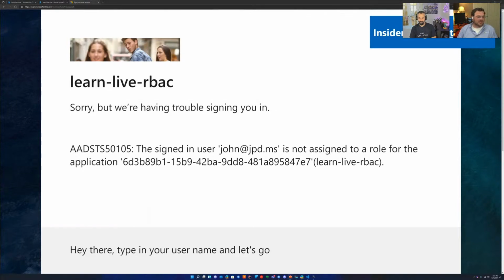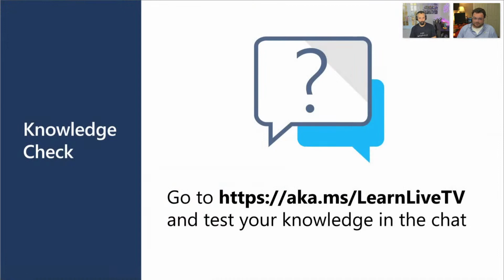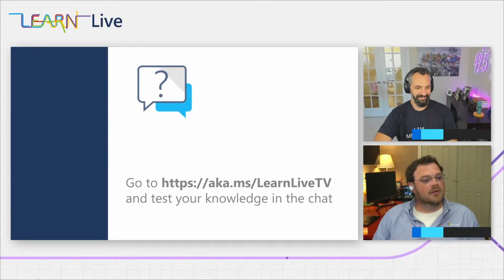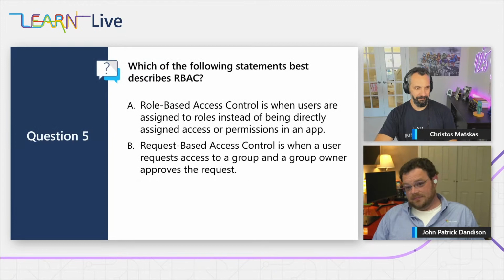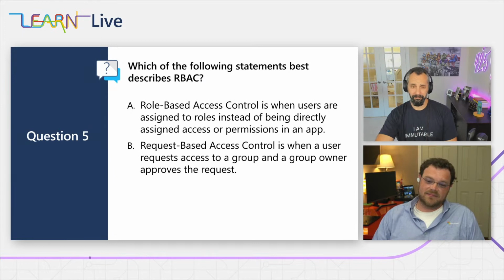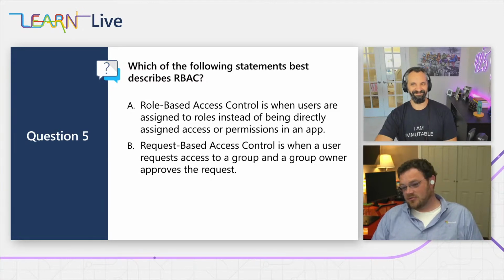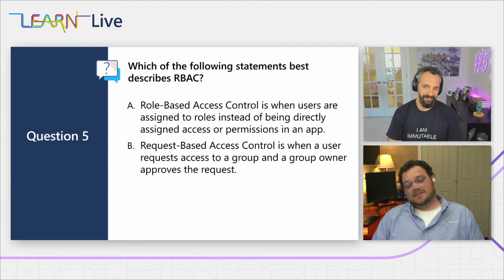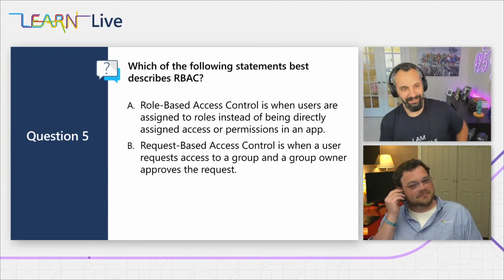Okay, so let's get back. Now we're going to jump back into our next knowledge check. Question number 5. Which of the following statements best describes RBAC? A, role-based access control is when users are assigned to roles instead of being directly assigned access or permissions in an app? Or B, request-based access control is when a user requests access to a group and a group owner approves the request? It would have been tricky if they said resource-based access control.